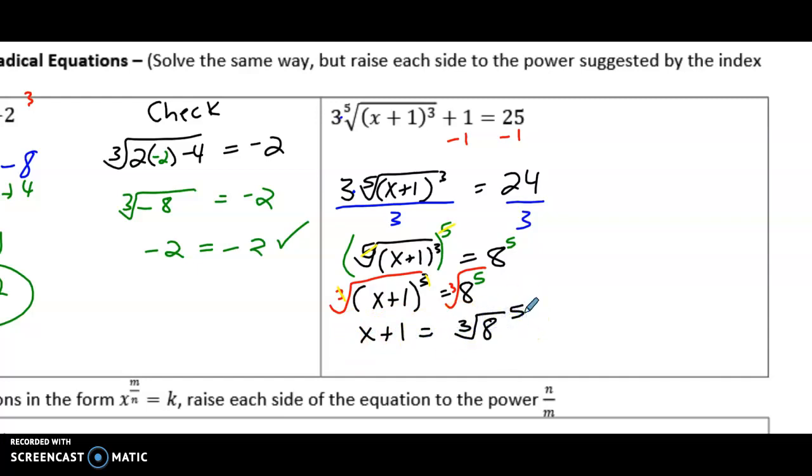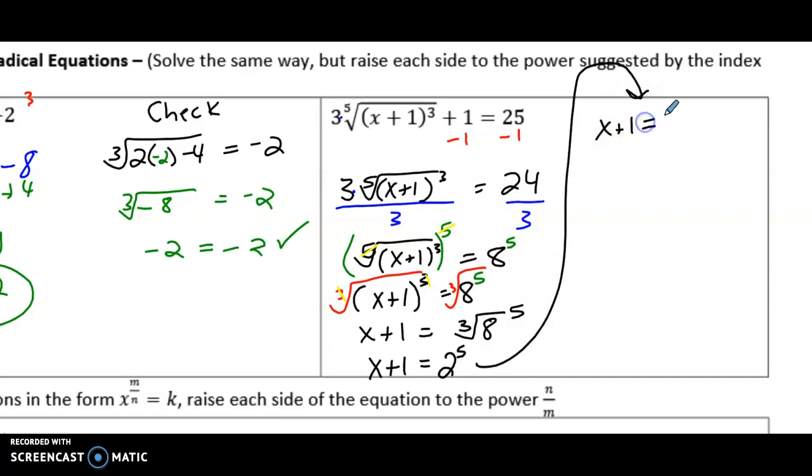I'm just rewriting that because I know what the cubed root of 8 is. Then I can take that number to the 5th power. So we're going to get x + 1 equals the cubed root of 8 is 2, 2 to the 5th. So x + 1 equals 2 times 2 times 2, so that'd be 8 times 2, 16 times 2, 32. Finally, one last step, we want to subtract that 1. So x equals 31.